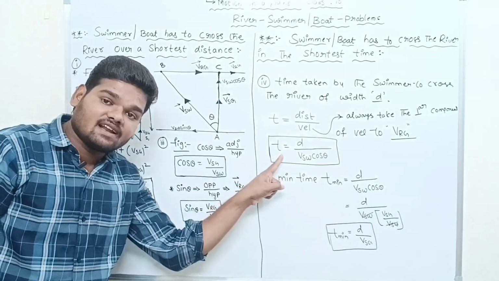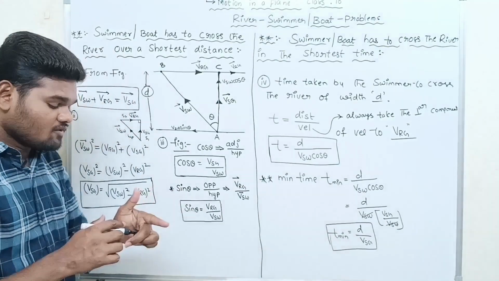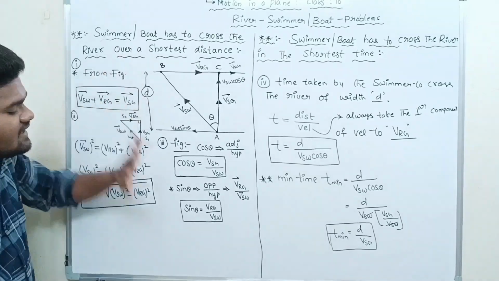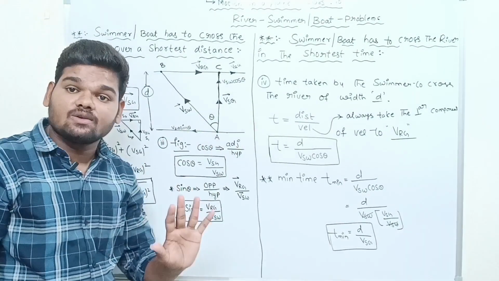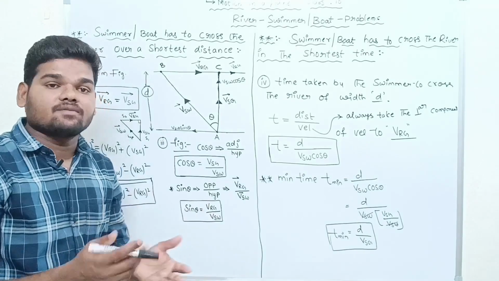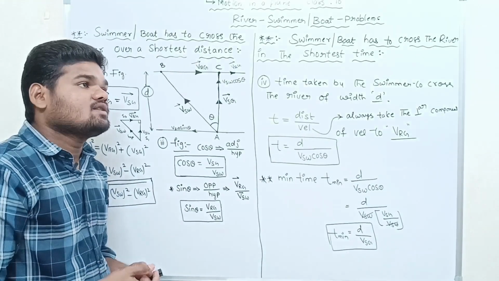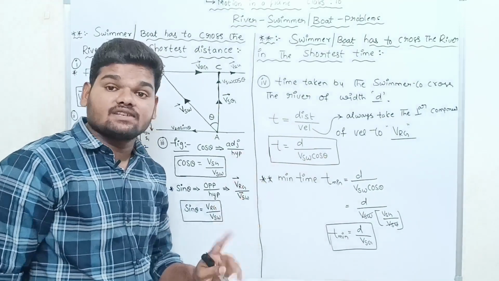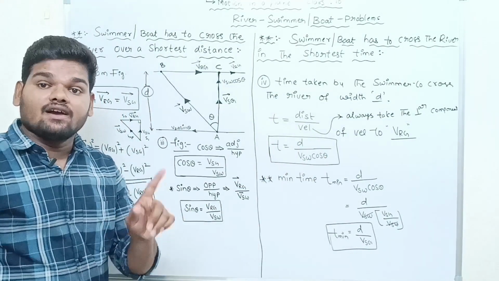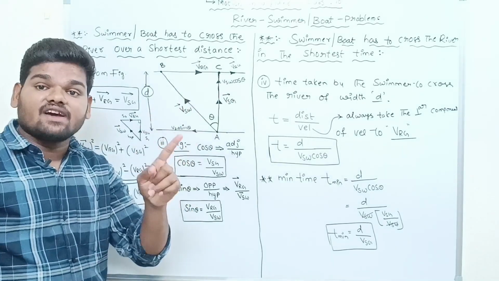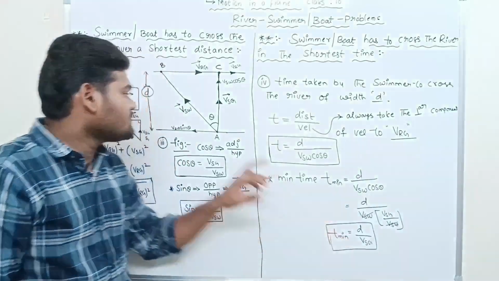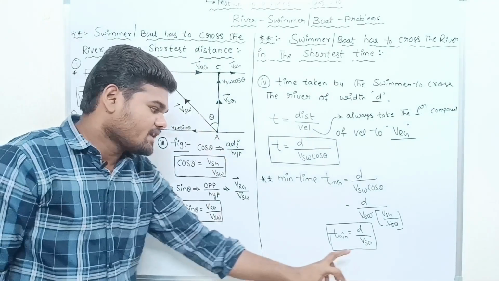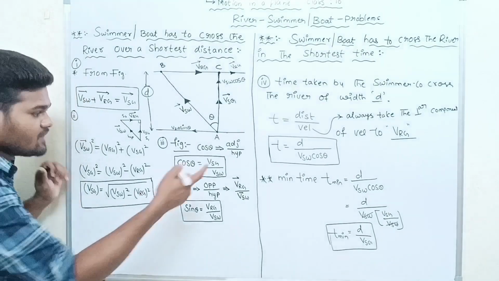So this is what? General time. This is what? Minimum time. So if you want to find the minimum time, you just have to take the width of the river divided by velocity of swimmer with respect to ground. And if you want to find the general time, so they ask, what is the time taken by the swimmer to cross the river over a shortest distance? T is equal to d by VSW cos theta. What is the minimum time taken by the swimmer to cross the river over a shortest distance? T minimum is equal to distance by direct, you have to write velocity of swimmer with respect to ground. That's it. Okay. So here I am writing the formulas.